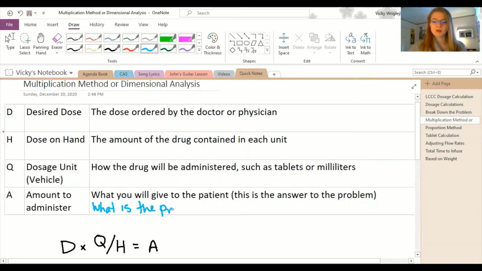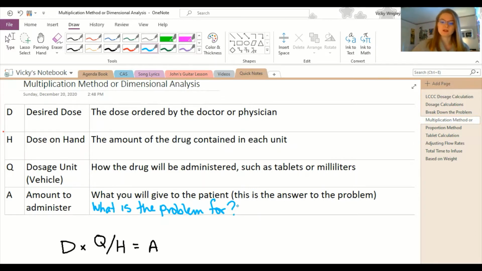What is the problem looking for? That we circled or underlined. We're going to multiply the desired dose by Q over H, and that's going to get us equal to A. So where does the conversion factor fall into place here? This guy right here is our conversion factor.